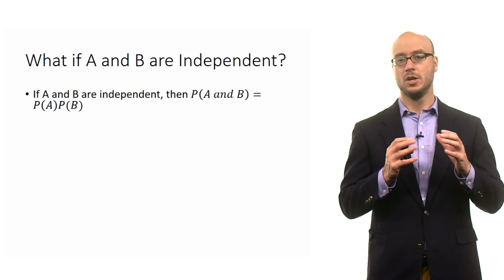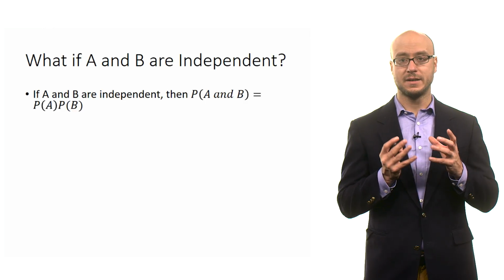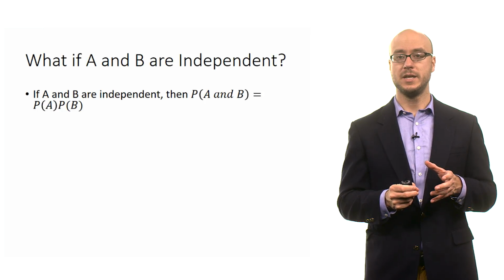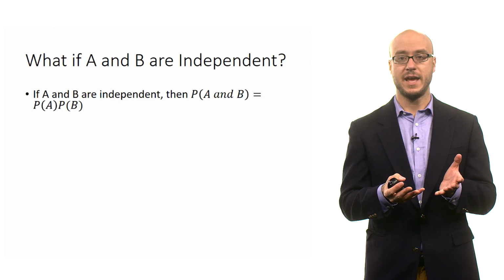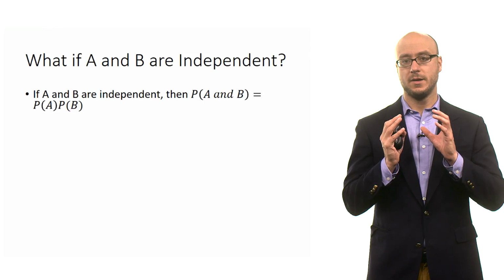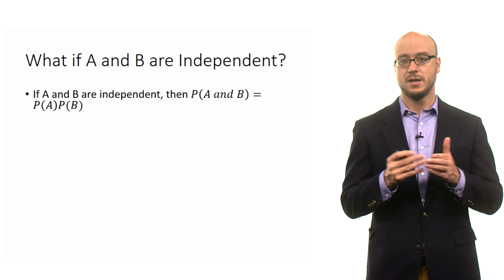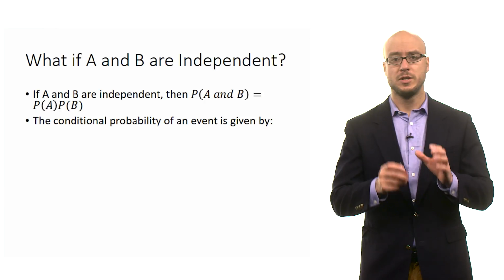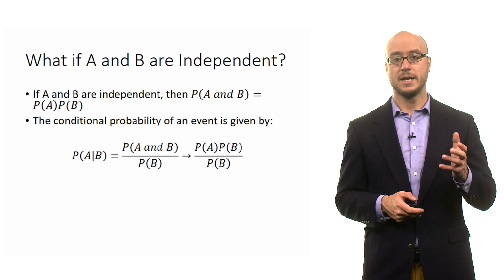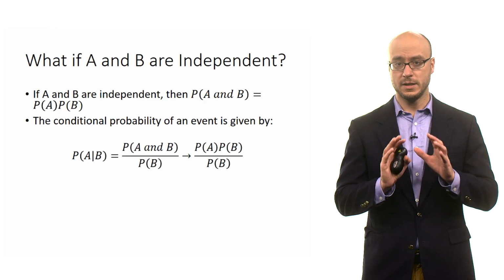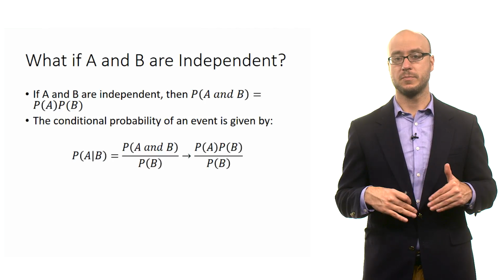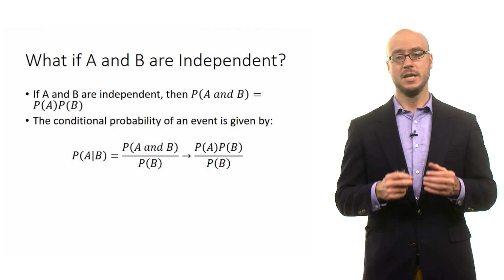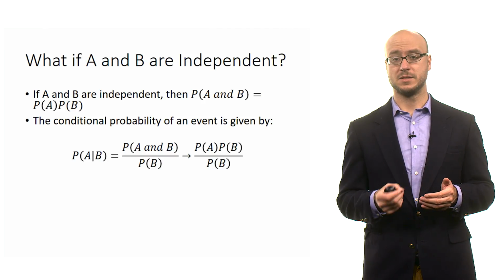Now, we might ask ourselves, what happens to this version of the multiplication rule if we know A and B are independent? Recall that if A and B are independent, then the probability of A times the probability of B equals the joint probability of A and B. To put it another way, we like independent events because the probabilities just multiply together to find joint probabilities. They're very easy to work with. So we know the conditional probability is given by the probability of A given B equals the probability of A and B divided by the probability of B. But since A and B are independent events, the probability of A and B simply equals the probability of A times the probability of B.